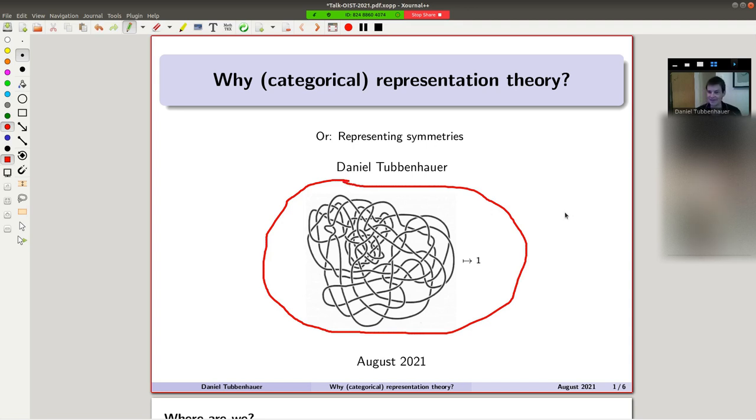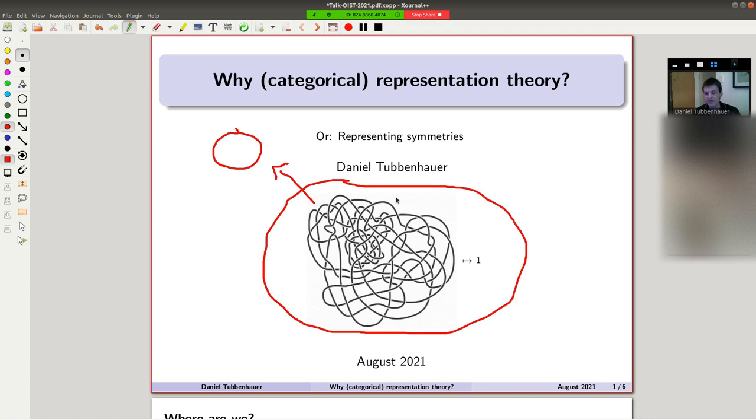This is basically my favorite thumbnail picture, because this is my life, not just my research, but also my life. This knot, as you can tell immediately, is just unknotted. This is a visual optical illusion. It is really not knotted. You can unknot it, but it's absolutely not clear.